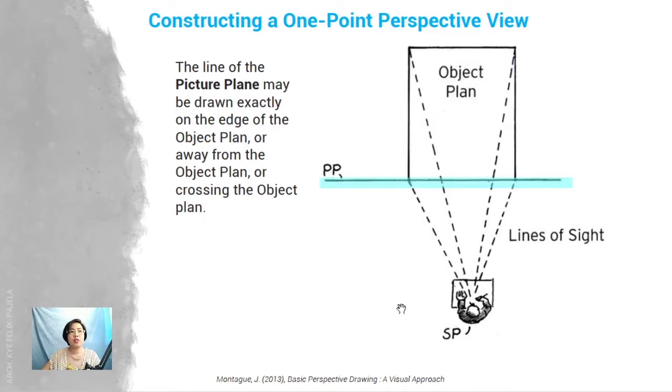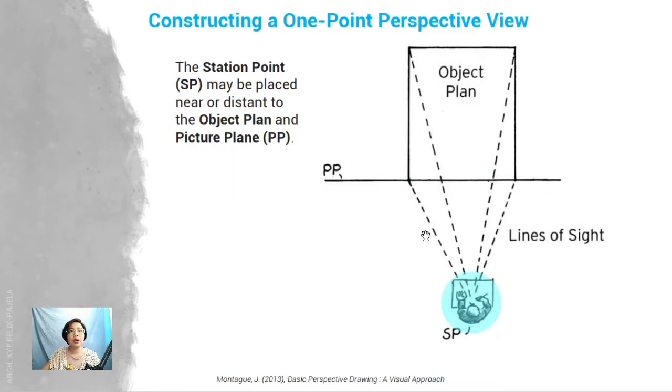The line of the picture plane may be drawn exactly on the edge. Pwedeng, kung asan yung edge ng object, nandun na si picture plane. Pwede rin naman na itong si picture plane ay lumayo. Pwedeng nandito siya banda, or pwede din na nagko-cross siya dun sa object plan. Pwede rin ito nakaangat ng konti, nahahati yung object plan. That is the case kapag gumagawa tayo ng interior perspective. Minsan, nandun na siya sa gitna noong plan.